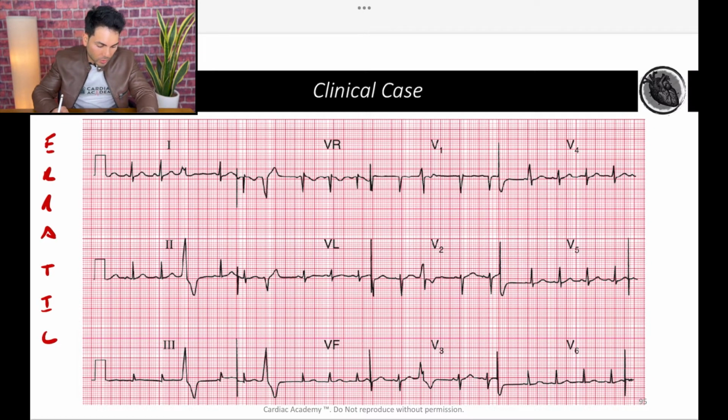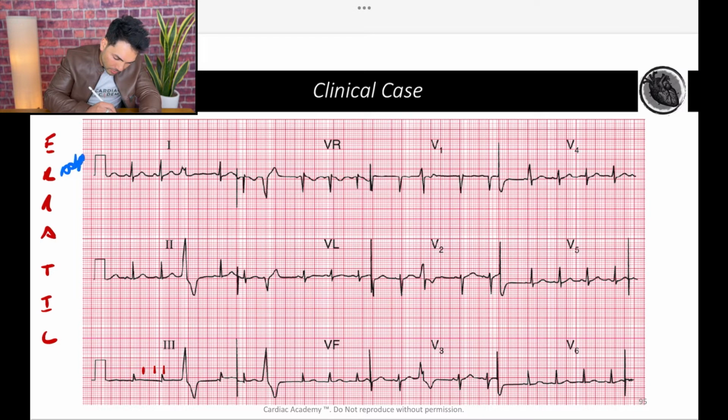All right, so first R is for rate. Here we don't have a rhythm strip, so we're forced to use only the first method. But it seems pretty simple: we see 300, 150, 100. So 100 beats per minute.